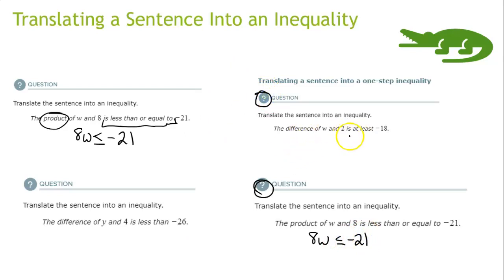The difference of W and 2 is at least. Okay, at least does not mean less than just because it starts with an L. If I need you to be at least 16 to drive, you need to be 16 or older. So that's a greater than or equal to. Difference means to subtract. At least means greater than or equal to. So the difference of W and 2 is at least -18. You pause the video and try this one on your own.